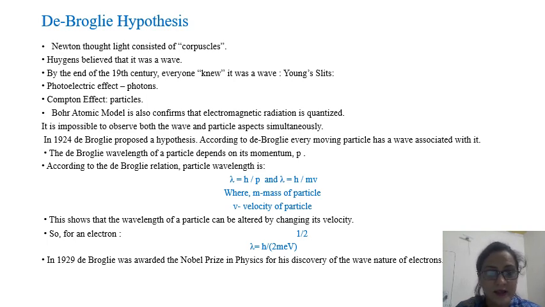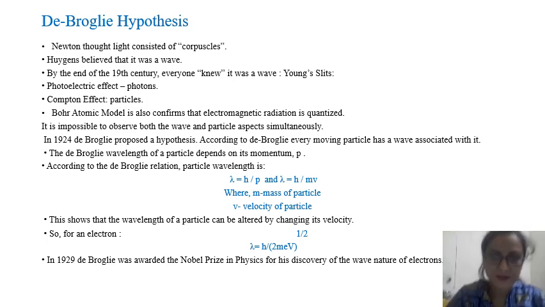Then, in 1924, De Broglie proposed a hypothesis. According to De Broglie, every moving particle has a wave associated with it. The De Broglie wavelength of a particle depends on its momentum. According to the De Broglie relation, the particle wavelength lambda is equal to h by p, lambda is equal to h by m v, where m is the mass of the particle and v is the velocity of the particle.